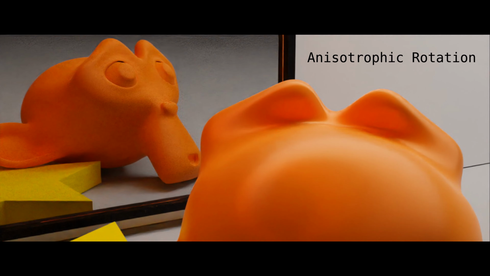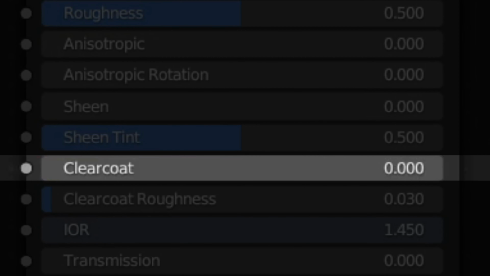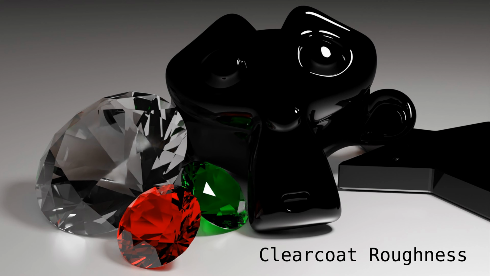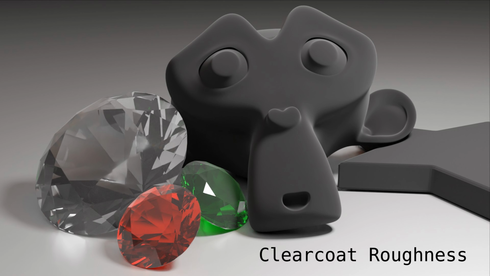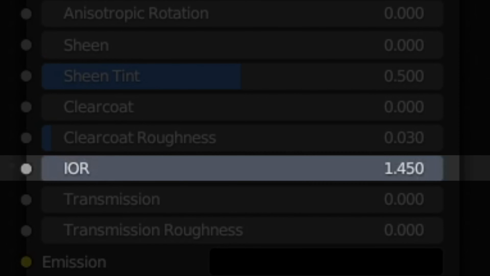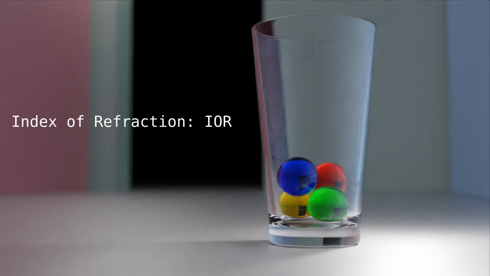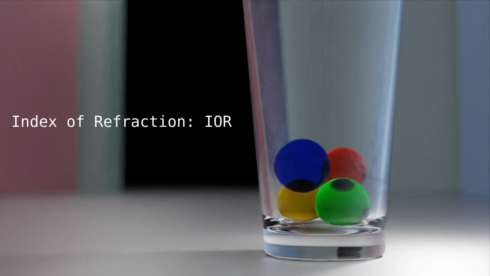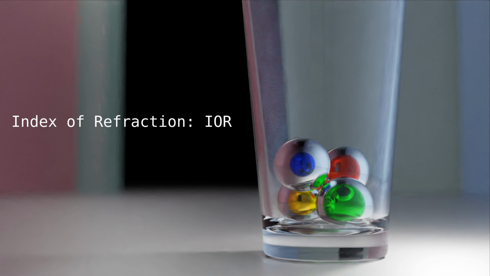Sheen adds a soft, velvet-like reflection to the material, contributing to its overall appearance. Sheen tint modifies the color of the sheen effect. By adjusting this value, you can introduce a specific hue to the sheen reflection. Clear coat simulates a clear protective coating on top of the material. Clear coat roughness. Higher values result in a rougher appearance, with blurry reflections. IOR, or Index of Refraction, controls how light interacts with transparent materials. It affects both specular and transmission properties, simulating materials like glass or water.